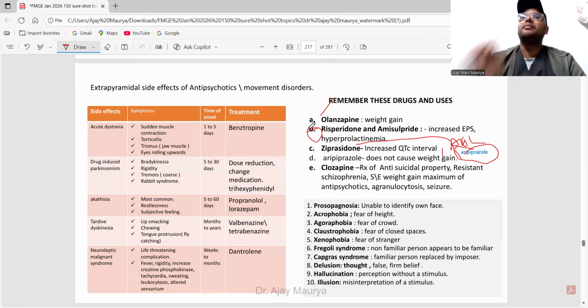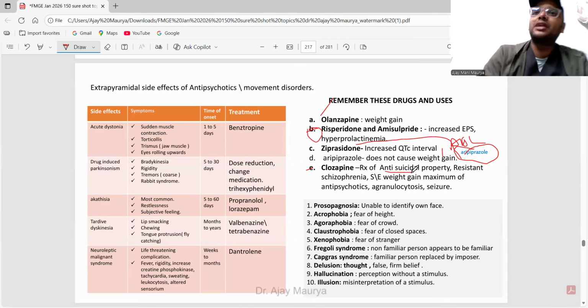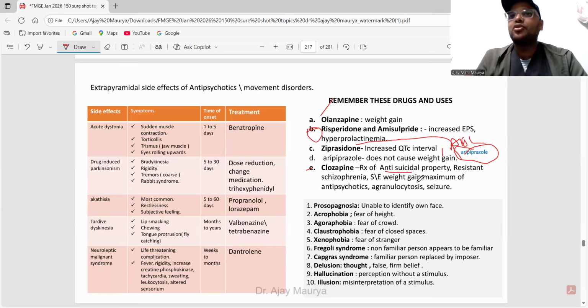Next one, remember clozapine. It is an atypical antipsychotic. It has the most anti-suicidal property. And also remember the most common side effect is agranulocytosis. You have to always monitor the patient. You have to always monitor the WBC count before giving clozapine and after giving clozapine.